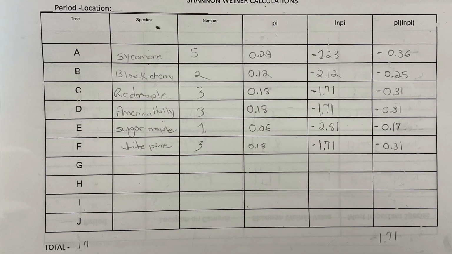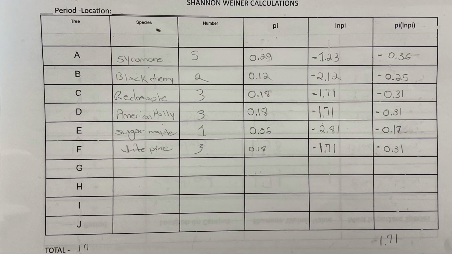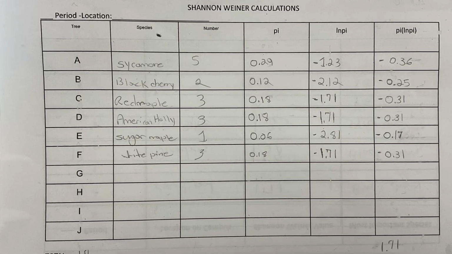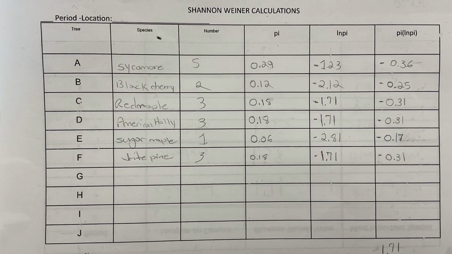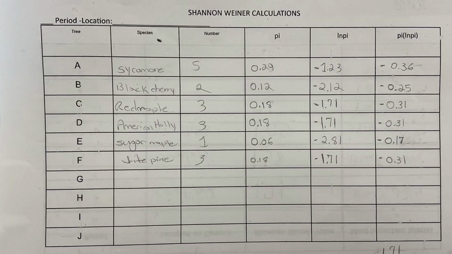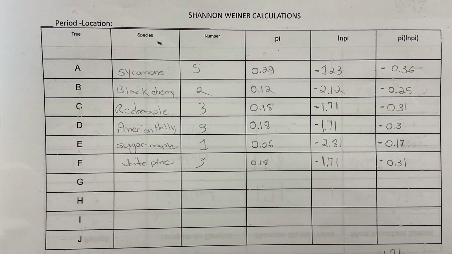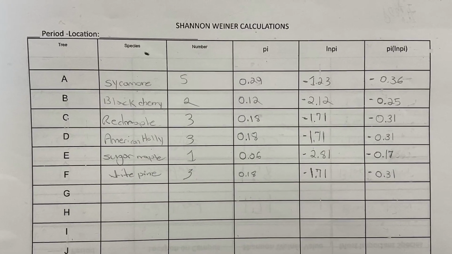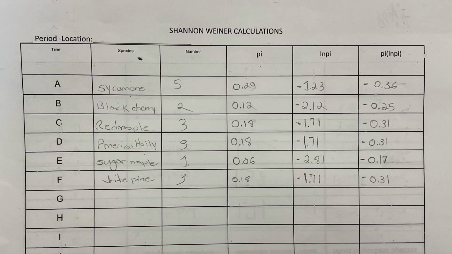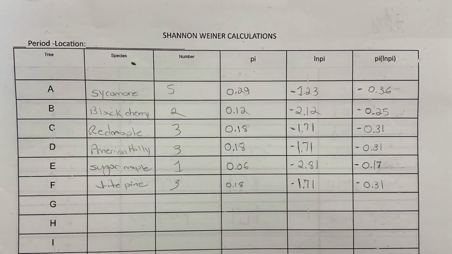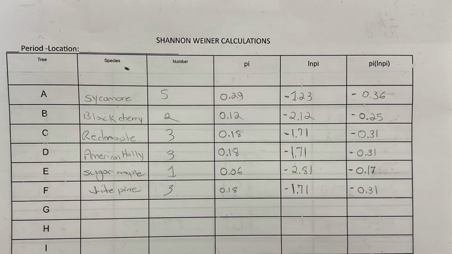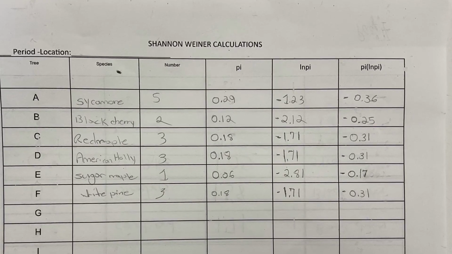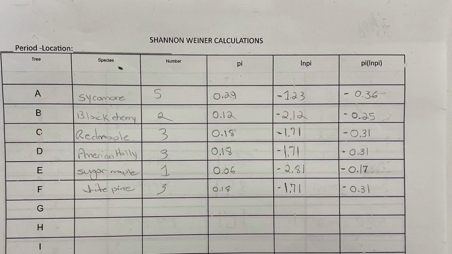The species we have are sycamore, black cherry, red maple, American holly, sugar maple, and white pine. When we get those species, we're going to take the number of each species that we found. For example, for all six we have numbers right here: 5, 2, 3, 3, 1, 3. We add up all the numbers of species that we found and get a total, and that total would be 17. You can't see it in the image, but if you calculate it, it would be 17.